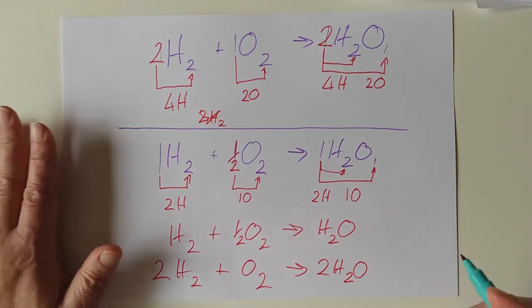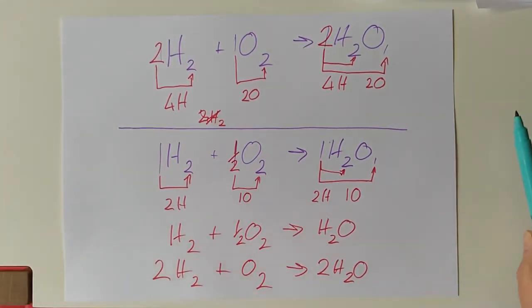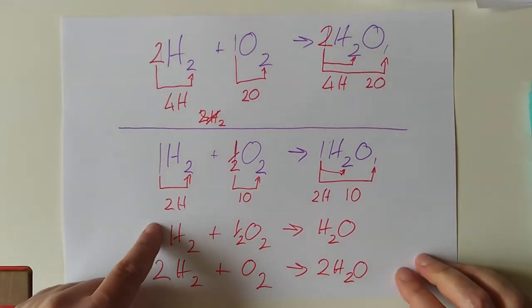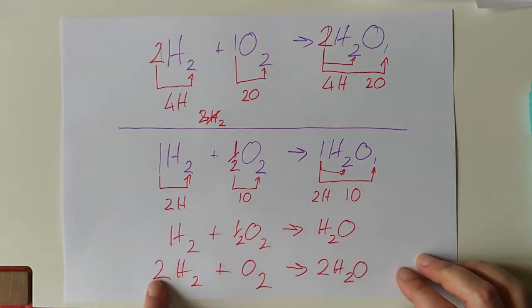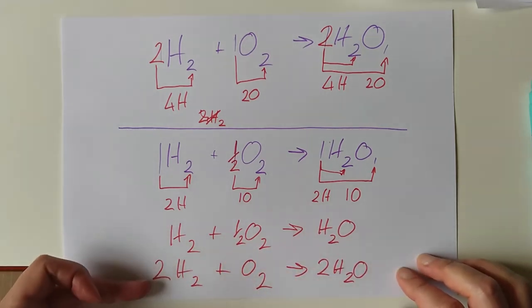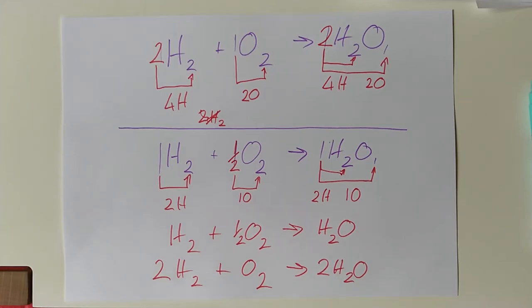If you're decent at maths, you will see these are exactly the same. The ratio is precisely the same. 1 to a half to 1 is the same as 2 to 1 to 2. We just multiplied everything up by 2. It's your pick. Both of these are excellent.